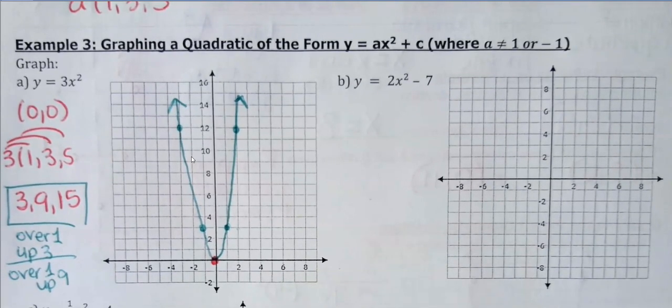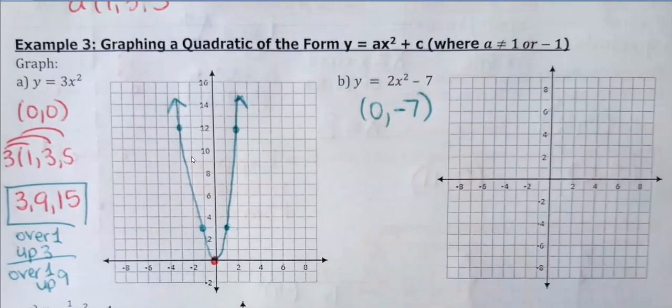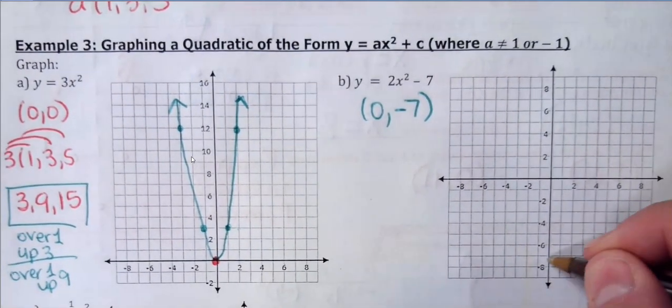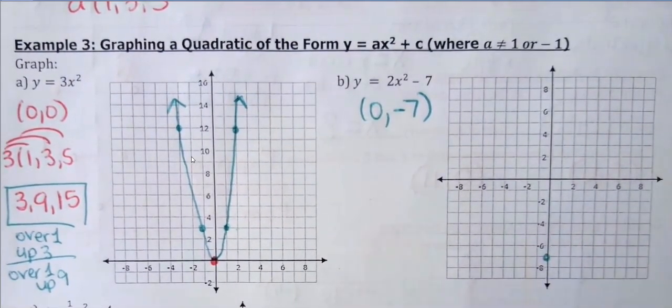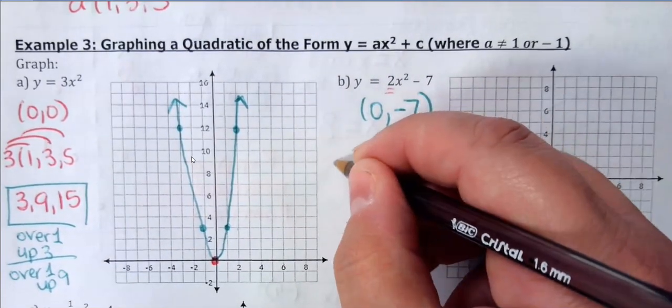Yes, ma'am. Okay, nothing moving left or right. This is just (0, -7). The 2 is going to stretch the graph. All right, so if you guys come over, plot that (0, -7). I do have a number in front of my x squared, so that's going to affect the pattern for this graph.